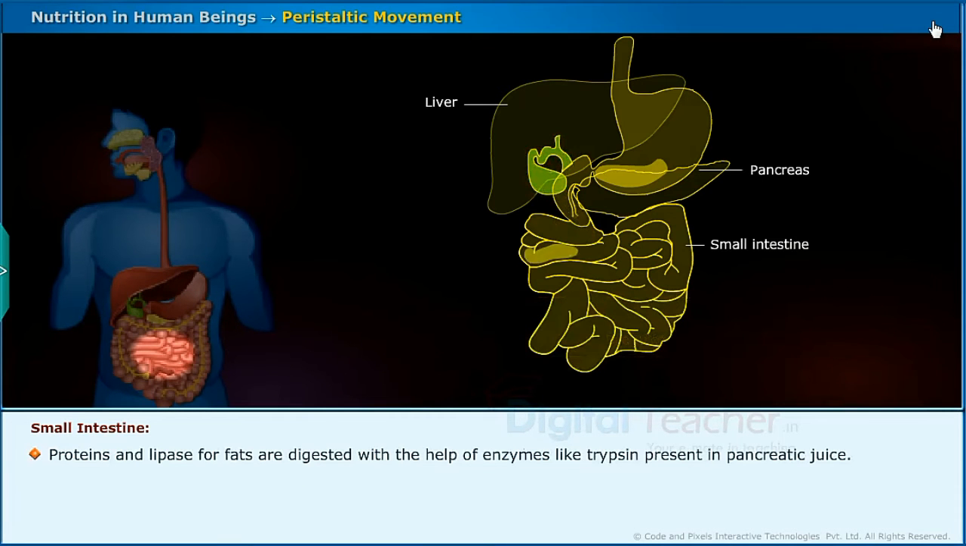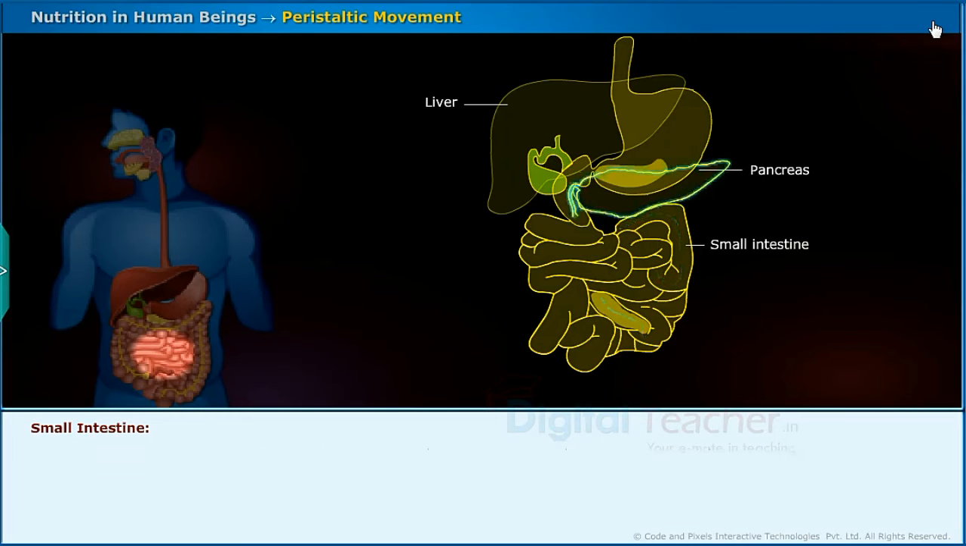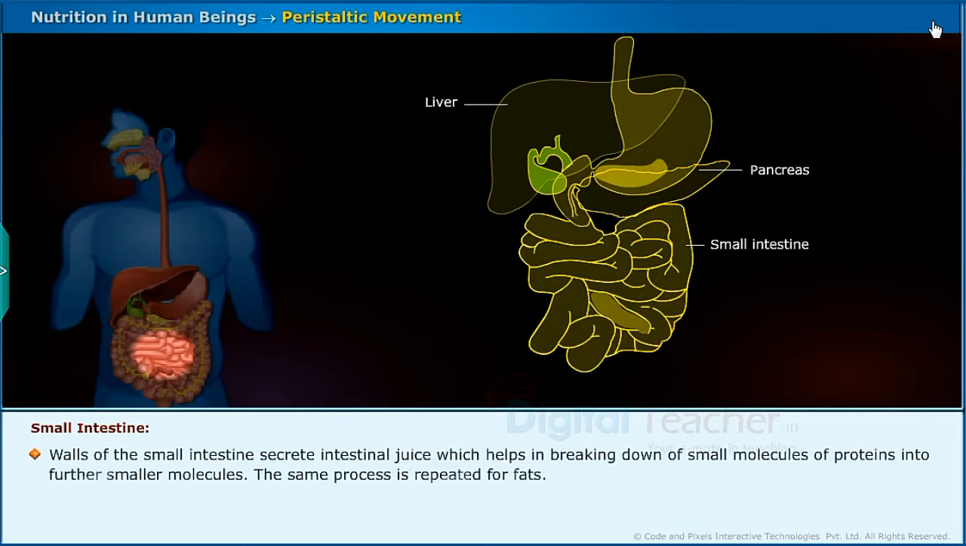Proteins and fats are digested with the help of enzymes like trypsin and lipase present in pancreatic juice. Walls of the small intestine secrete intestinal juice, which helps in breaking down of small molecules of proteins into further smaller molecules. The same process is repeated for fats.